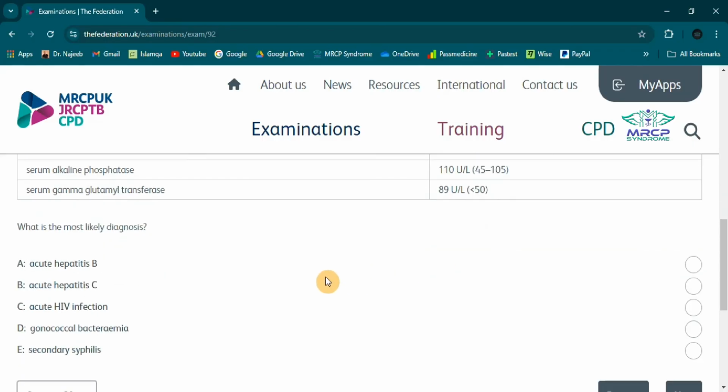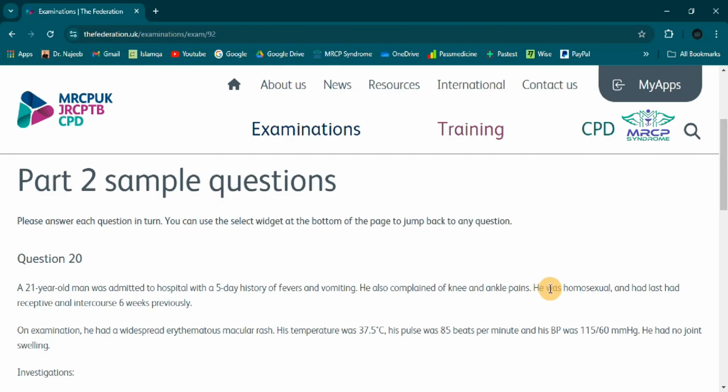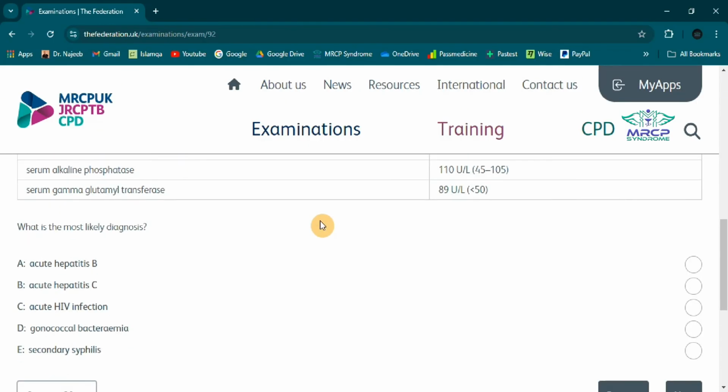So let's rule out the other diagnoses. Regarding acute hepatitis C, this is commonly caused by IV drug abuse. IV drug abuse is the most common risk factor for hepatitis C. It rarely occurs through the sexual route, and the patient is homosexual. The patient had receptive anal intercourse 6 weeks previously, and this is more commonly seen in acute hepatitis B compared to hepatitis C as well as HIV infection. And hepatitis C rarely occurs through the sexual route.